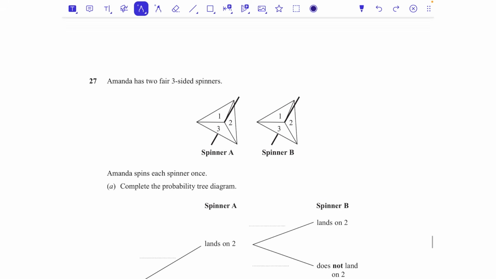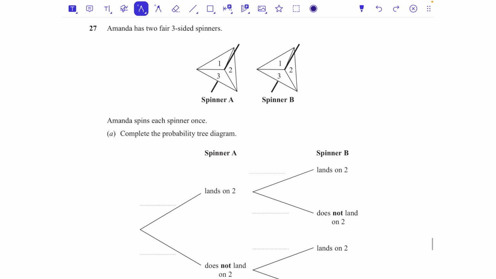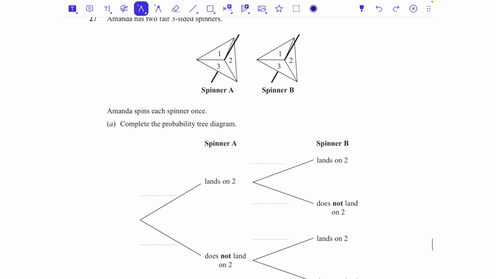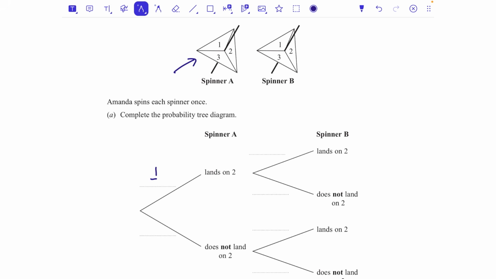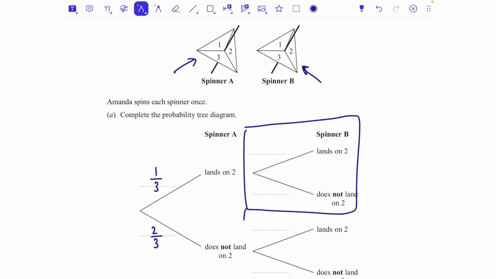Question number 27. Amanda has 2 fair 3-sided spinners. Amanda spins each spinner once. Complete the probability tree diagram. So with spinner A, that's this one here, what's the probability of landing on a 2? Well, looking at spinner A, that's 1 section out of 3. The probability of not landing on a 2 are the other 2 sections out of 3. For spinner B, and we've got to do spinner B for here and spinner B for here. That doesn't mean we're spinning it twice.